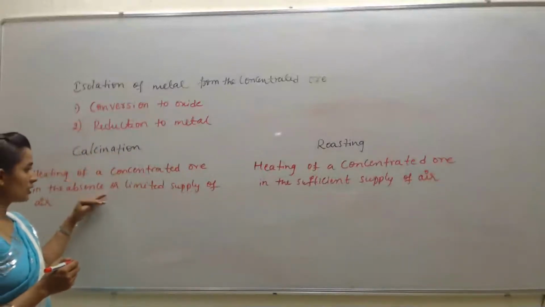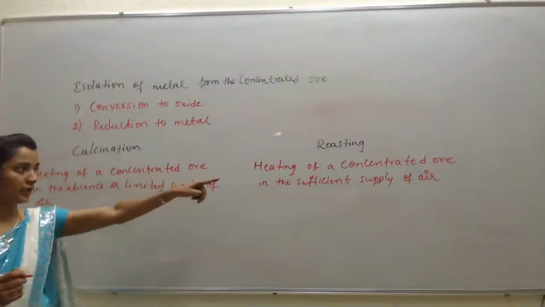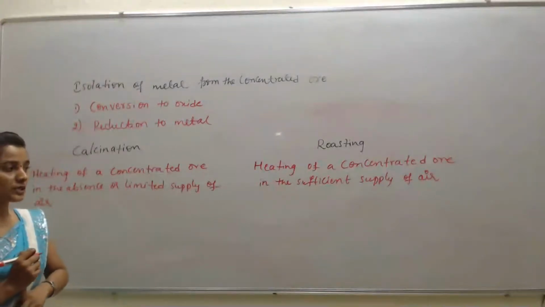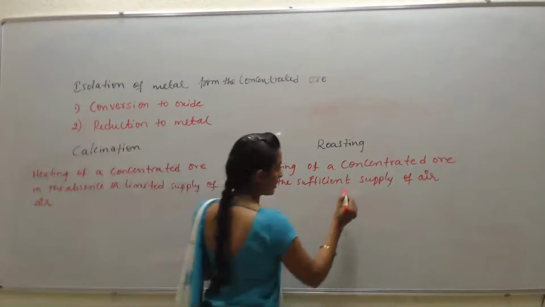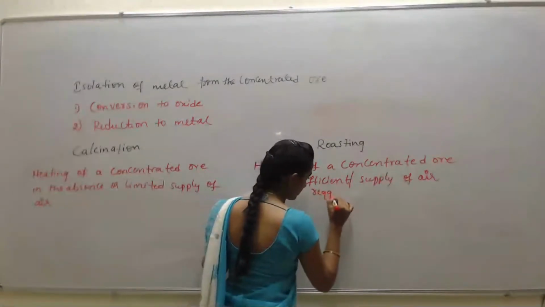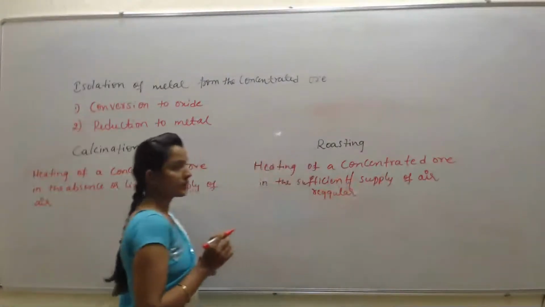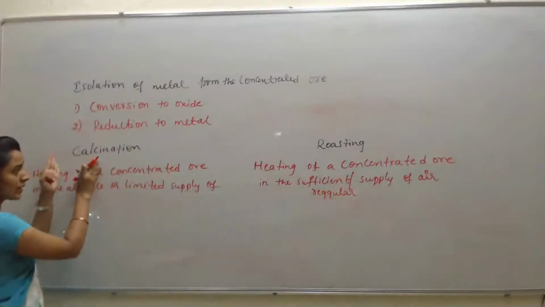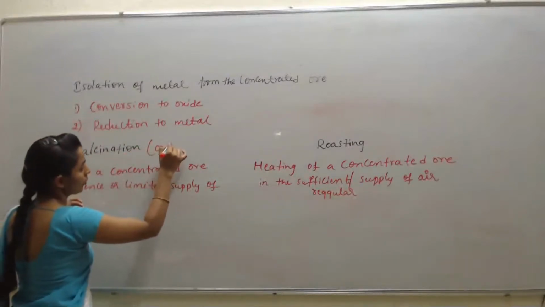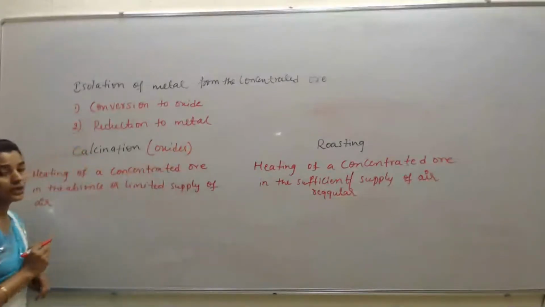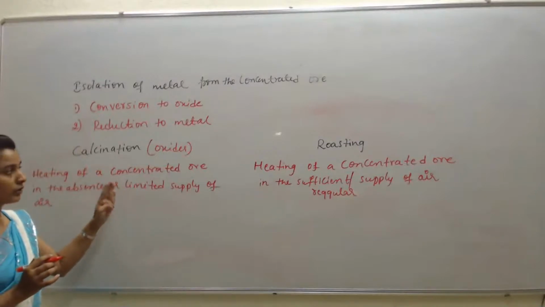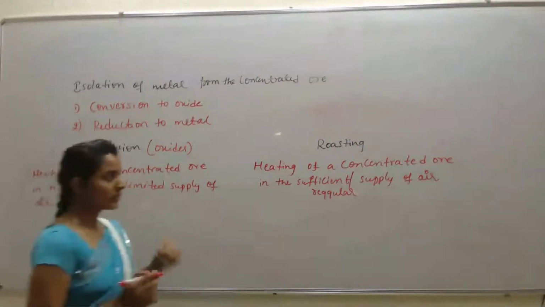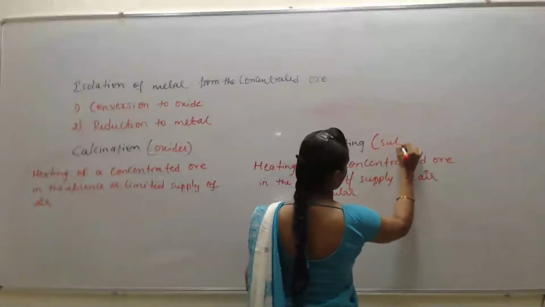This is absence or limited supply of air, and that is heating in sufficient supply of air. Okay, students, in this you may also write regular supply of air. So here in calcination, oxide ores are preferred to be converted into oxides. Here only oxide ores are preferred to convert into oxides. Here sulfides.